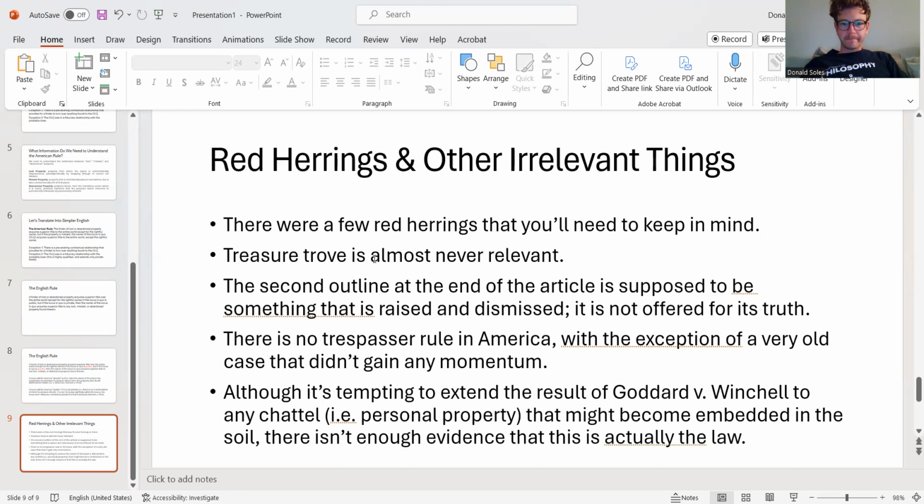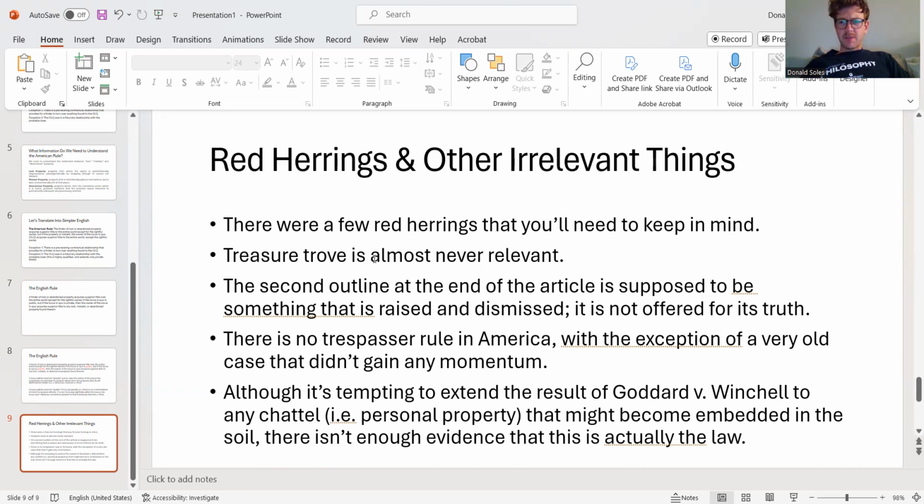Another thing that we don't care about in America is the trespasser rule. Now, it does seem somewhat intuitive to me to say, if you trespass onto somebody's land, you don't have finder's rights. But that isn't the law, actually, in America. It's not really why, in Goddard versus Winchell, Peter Hoagland doesn't have this great claim to the meteorite. Peter Hoagland's claim wasn't denied, or Winchell's claim wasn't denied.